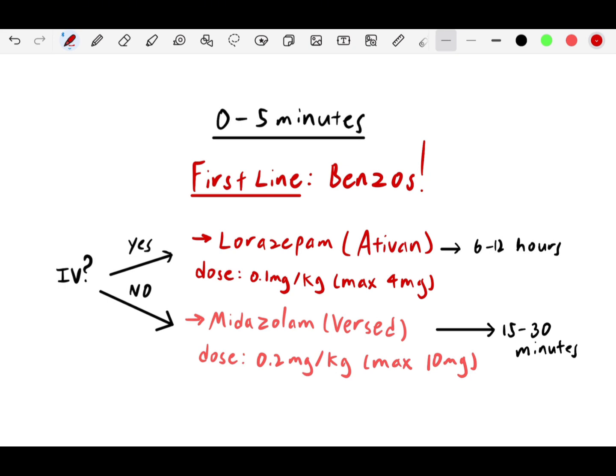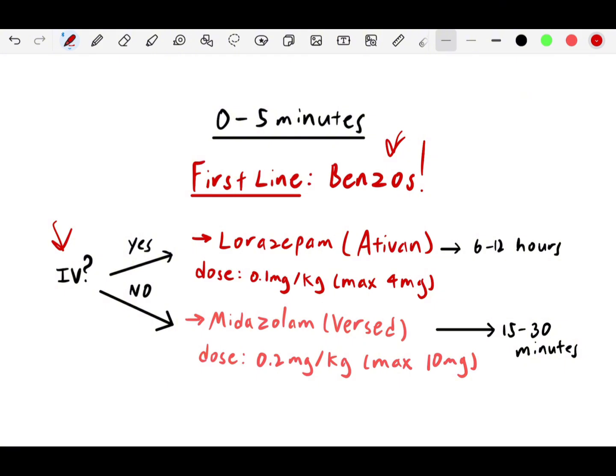The first line medication for treating status, these are all in the same classification, and these are benzos. What are the options here? One important factor to consider is, does the patient have an IV or not? Now, if a patient's on a medical floor, I would assume they probably have an IV, but if they're coming from outside of the hospital by an EMS crew, I think there's a higher chance that they may not have an IV. And the reason this is important is because this is going to help you make a decision on what medication to order first.